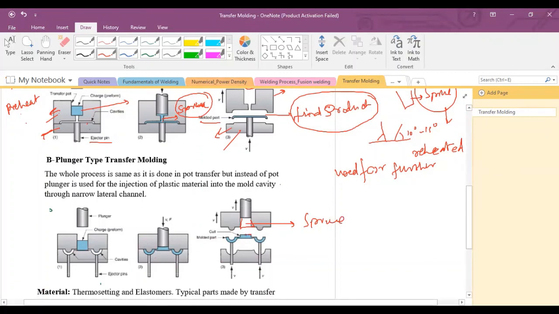And this flat part is the cull, and as I've told you, this cull is the leftover material on the molded part, and this can be reused with the sprue, or reheated and melted and used as a raw material for further molding. And normally in plunger type molding, we have two ejector pins, and these pins are used to take out the part from the mold. This is the lower part of the mold, and this is the transfer pot or upper part of the mold.